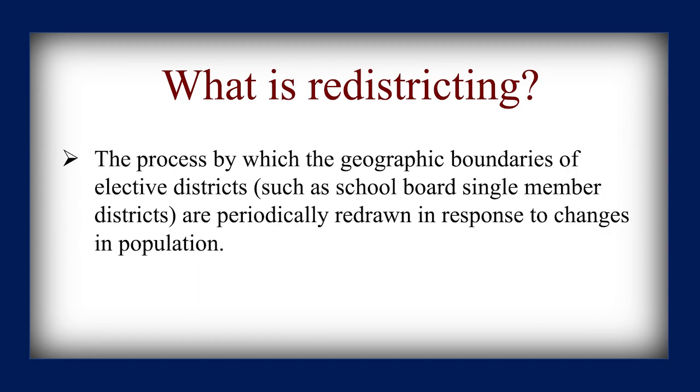Redistricting is the process by which the geographic boundaries of elective districts, such as school board single-member districts, are periodically redrawn in response to changes in population. Population data is derived from the United States Census, which counts every resident in the nation every 10 years as mandated by the U.S. Constitution.